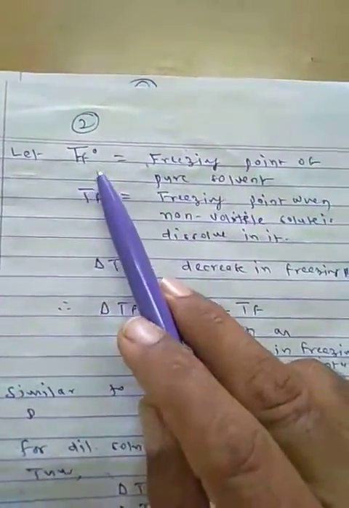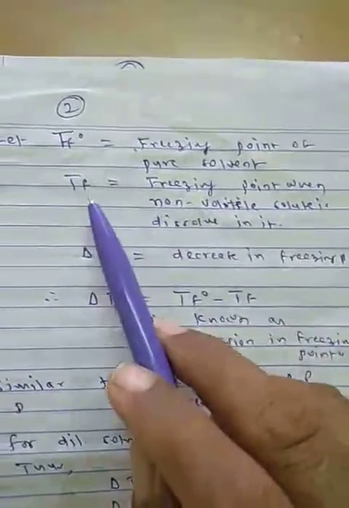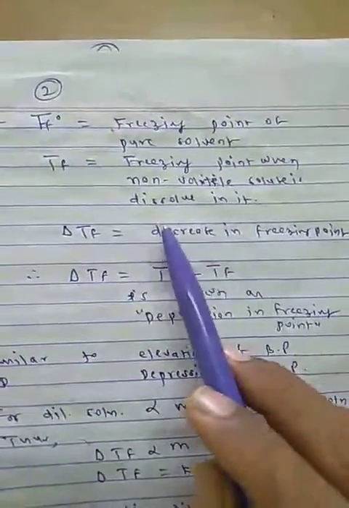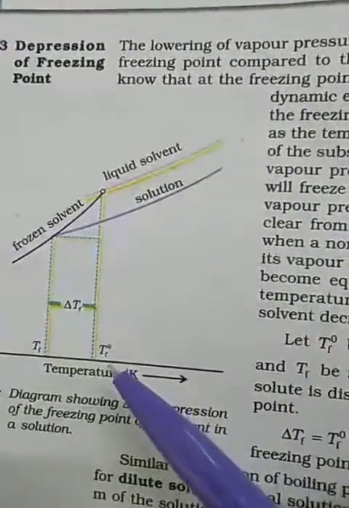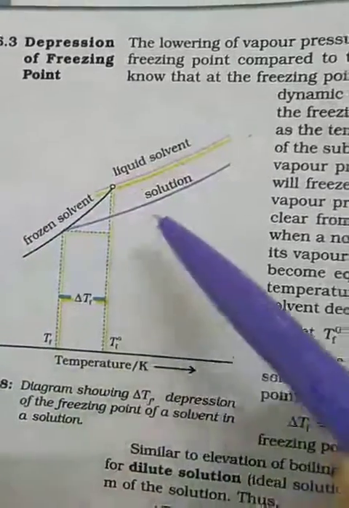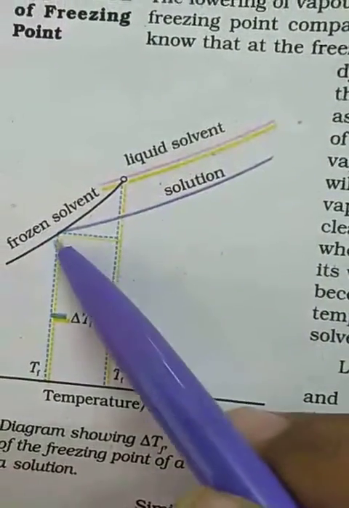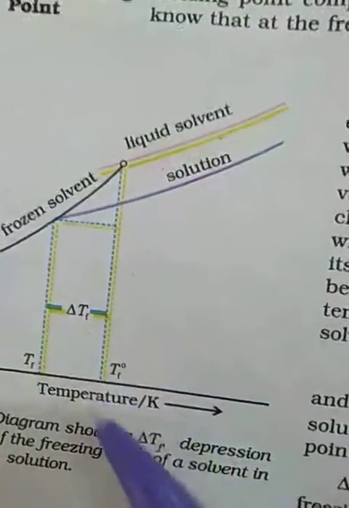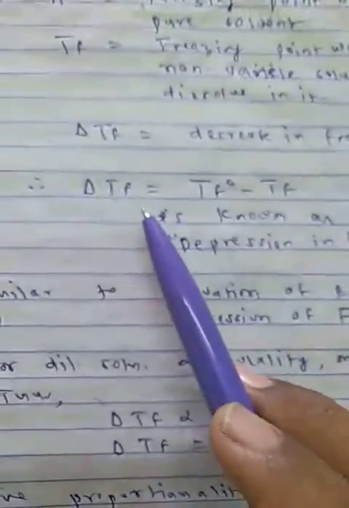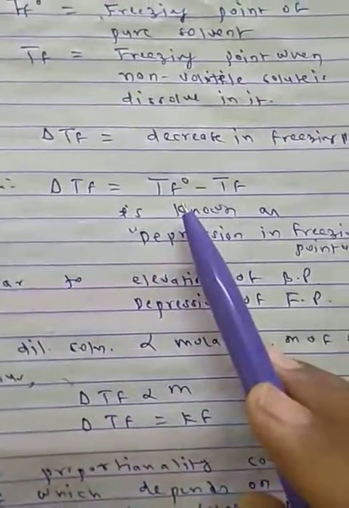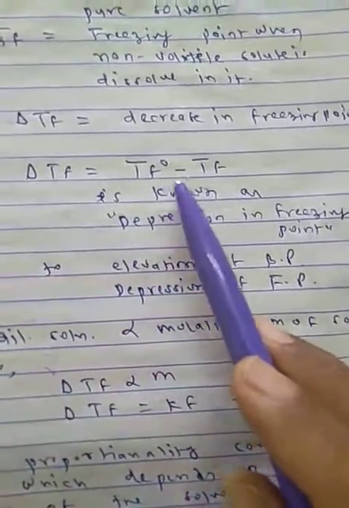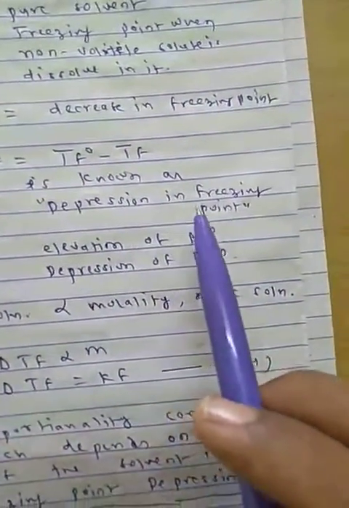Now Tf0 is the freezing point of the pure solvent, and Tf is the freezing point when a non-volatile solute is dissolved in it. You see this Tf0 is for the pure solvent, and Tf is when we add the solute to make a solution. Then delta Tf is the decrease in freezing point, the lowering. Delta Tf is equal to Tf0 minus Tf, known as depression in freezing point.